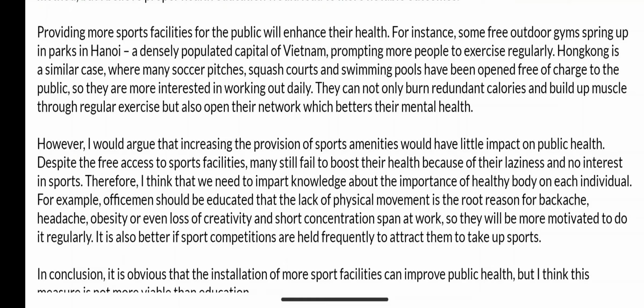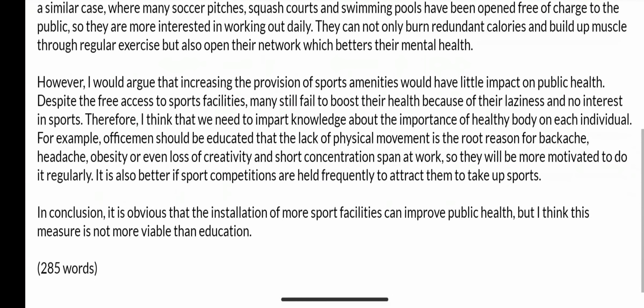They can not only burn redundant calories and build up muscle through regular exercise but also open their network, which betters their mental health. However, I would argue that increasing the provision of sports amenities would have little impact on public health. Despite the free access to sports facilities, many still fail to boost their health because of their laziness and no interest in sports.